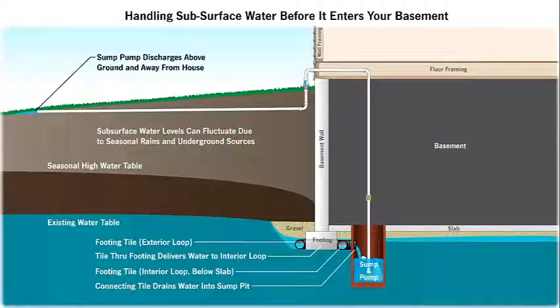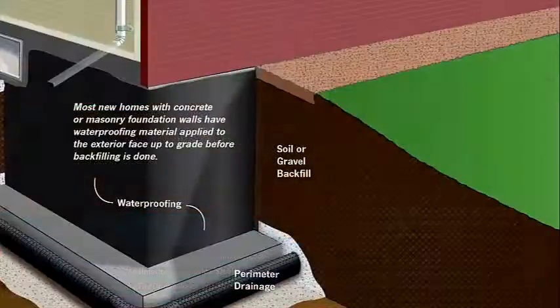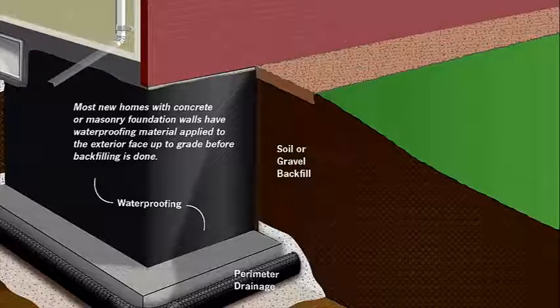The source of subsurface water can be seasonal, as when heavy rains occur and the water table rises, or it can result from a natural underground source, such as a spring. Either way, water will unexpectedly find its way into your basement unless you help direct and manage it. The first line of defense in directing and managing water intrusion is through waterproofing.